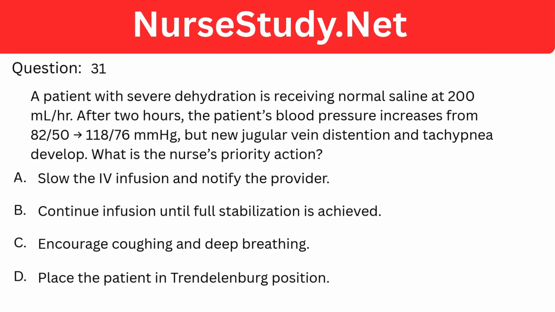Question 31. A patient with severe dehydration is receiving normal saline at 200 milliliters per hour. After 2 hours, the patient's blood pressure increases from 82/50 to 118/76 millimeters of mercury, but new jugular vein distension and tachypnea develop. What is the nurse's priority action? A. Slow the IV infusion and notify the provider. B. Continue infusion until full stabilization is achieved. C. Encourage coughing and deep breathing. D. Place the patient in Trendelenburg position.